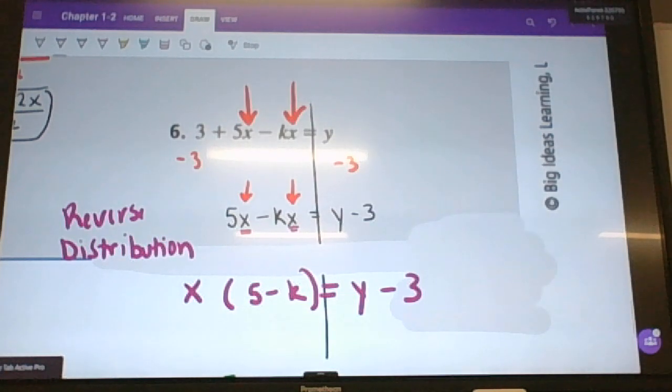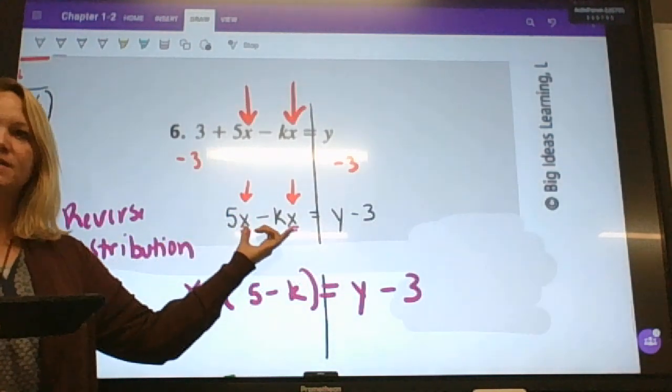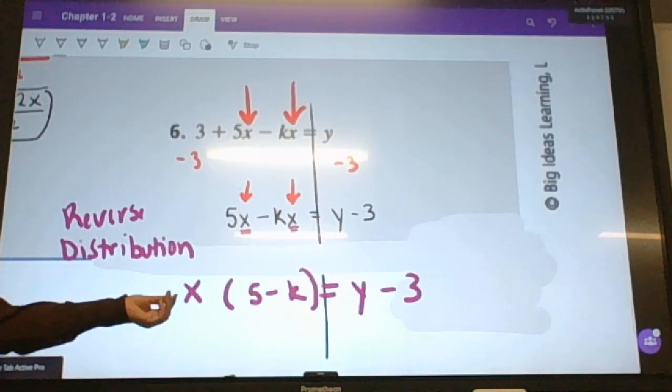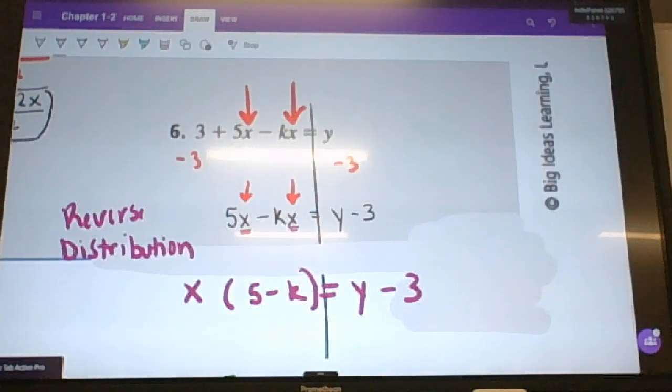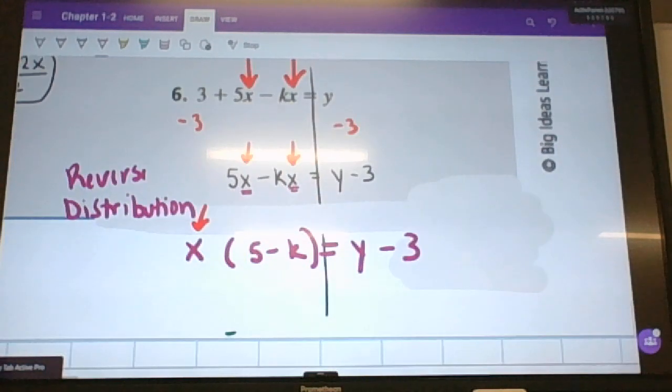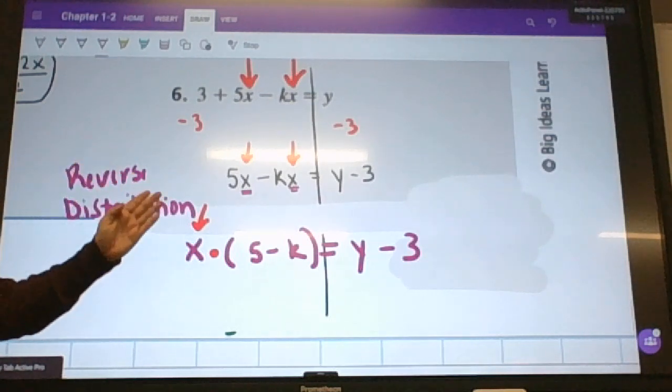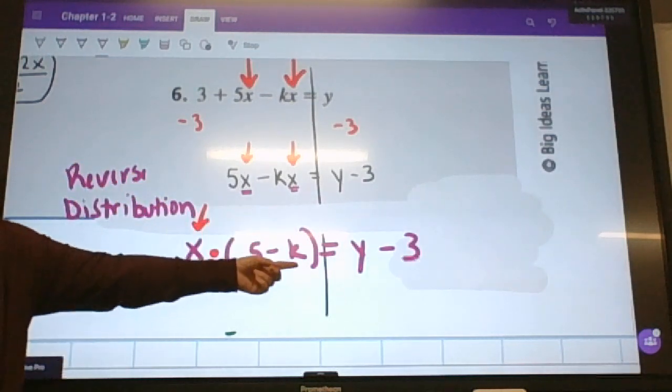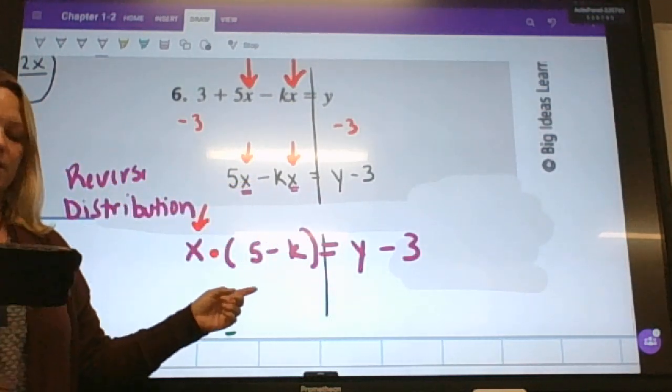I am one step away from getting X alone. That was a big deal. We had 2 X's, and when you pull it out, you end up with only 1 X. That's important. We're down to 1 X. Now, this is multiplication because, like I said, it's reverse distribution. The reason this is legal is because if I put it back in, I get exactly what I started with.